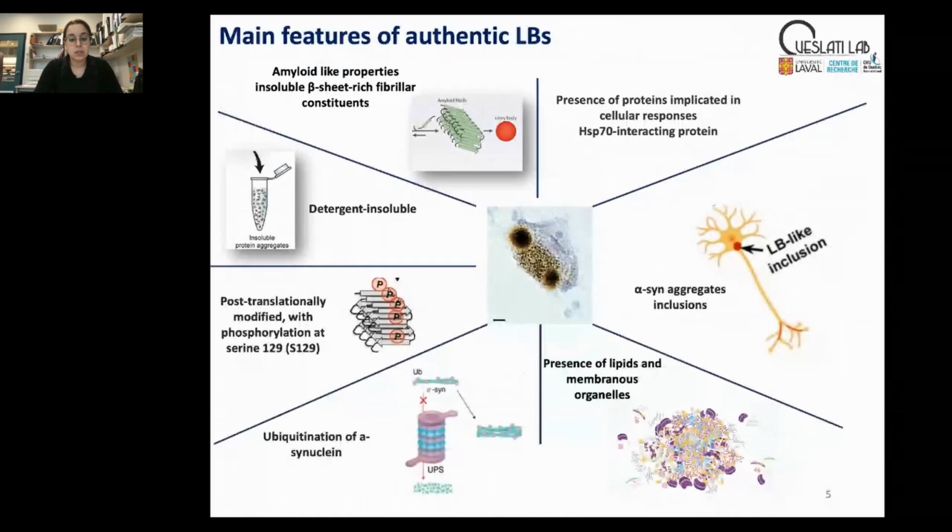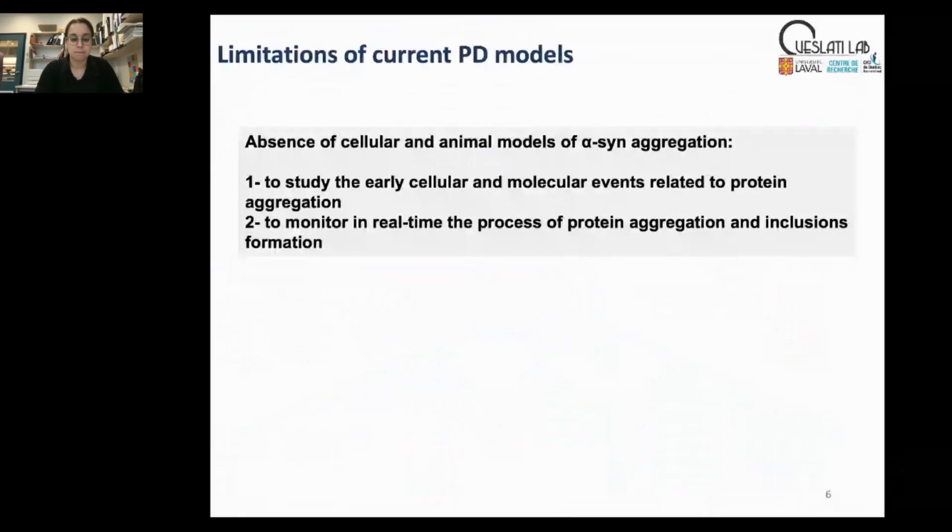Some of the features that are authentic to LBs include amyloid-like properties, forming beta sheet structures, the fact that they're detergent insoluble, and they possess post-translational modifications, including phosphorylation and ubiquitination. They also have the presence of lipids and membranous organelles within the Lewy body structures, and the presence of proteins implicated in cellular responses, such as HSP70.